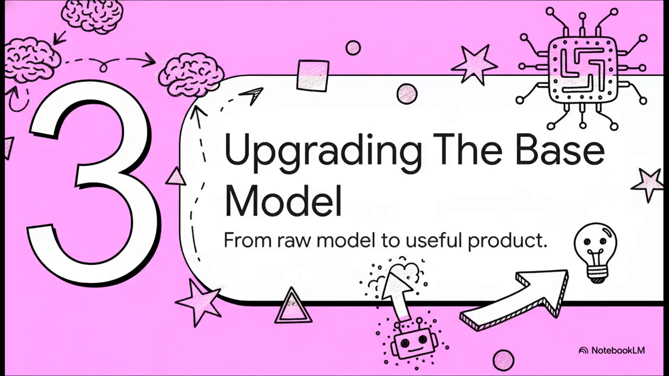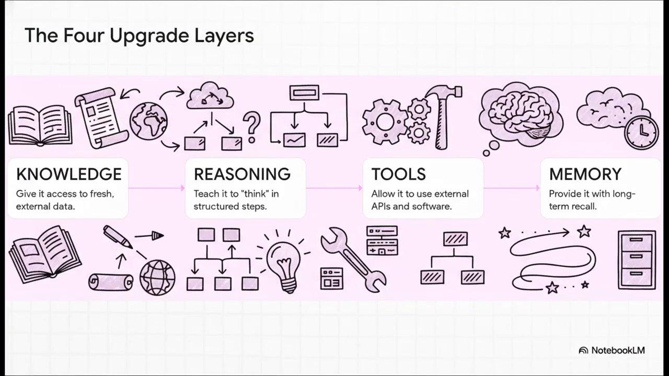So if the base model has all these problems, how do we get from this raw, flawed model to a product that's genuinely useful? Well, that brings us to Section 3, upgrading the base model. This is where the real product work actually begins. The secret is that you don't just use the raw model, you add layers or upgrades on top of it. So first, you give it knowledge by connecting it to fresh, live data. Second, you teach it reasoning so it can think in structured steps. Third, you give it tools, letting it use APIs and other software.